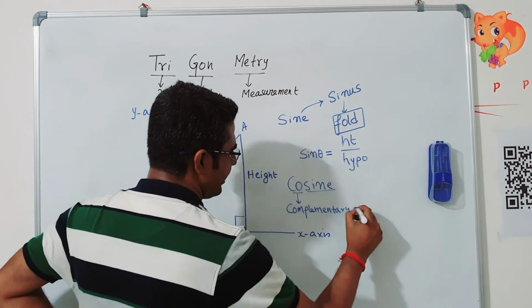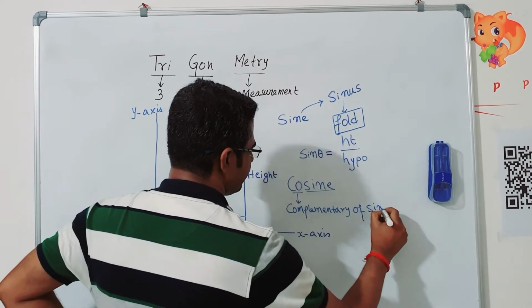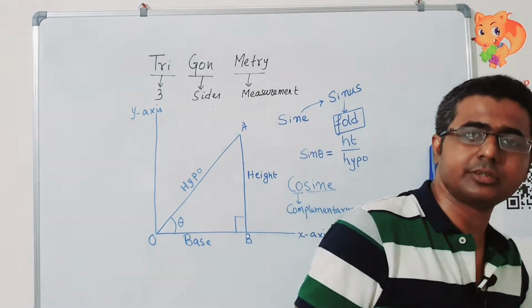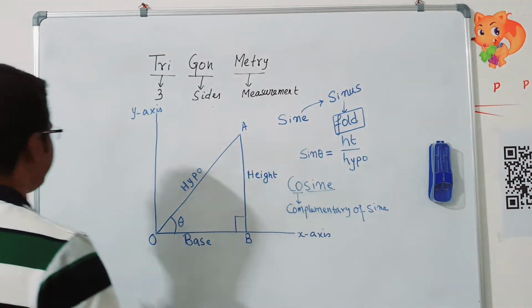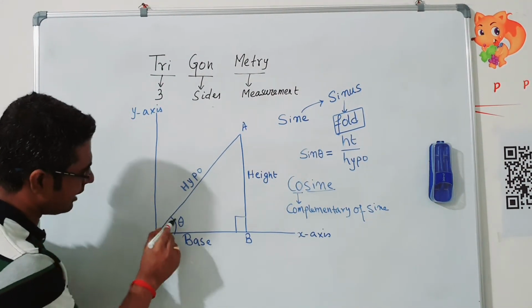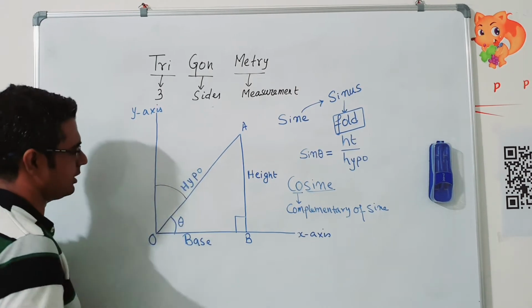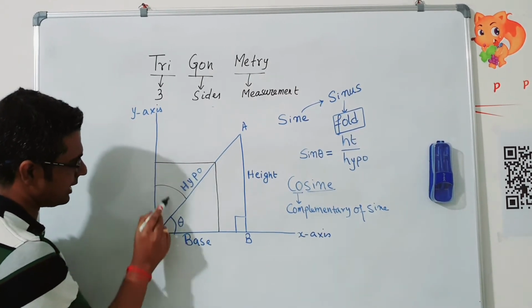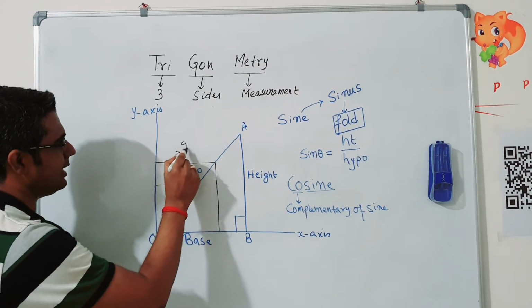So complementary of sine. In geometry you have learnt about complementary angles, isn't it? Do you remember what a complementary angle is? Say if this is theta, then this is how much? This total angle is 90 degrees. So if this is theta, this one is nothing but 90 minus theta.